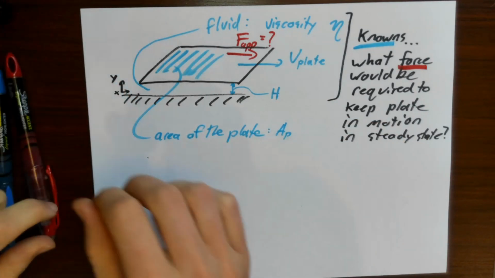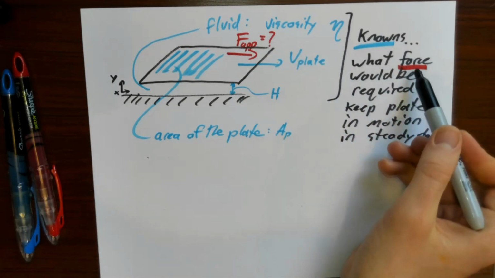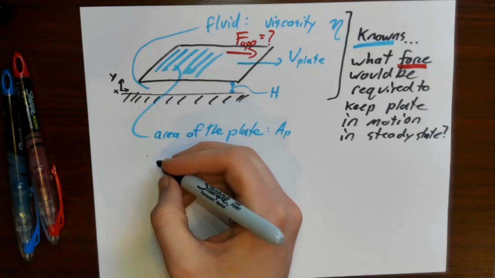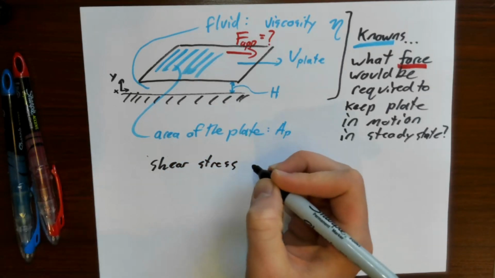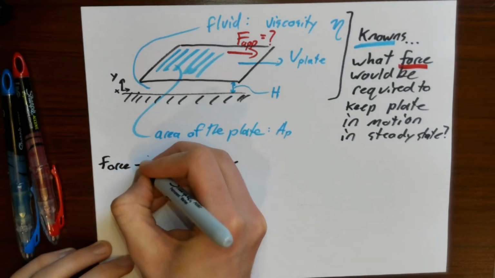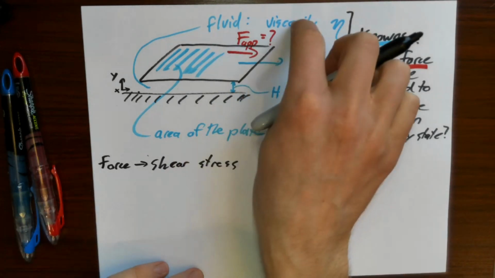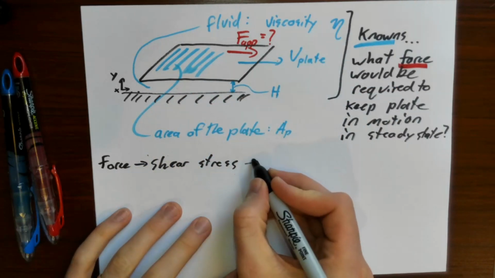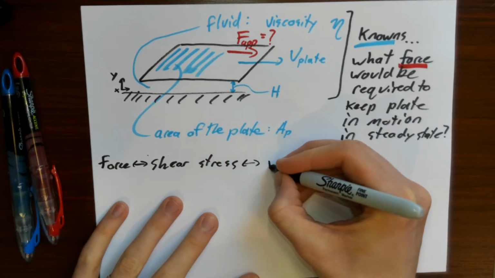And one step along the way is that we know that if we have forces and areas, we're probably going to need to work through shear stress. So the idea is we're going to make a connection between force and shear stress. If we remember, if we have some Newtonian fluid with some viscosity, there's going to be a connection between shear stress and, if you dust off your notes from last time, velocity gradient.